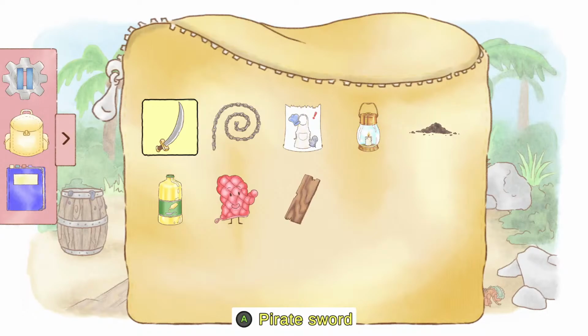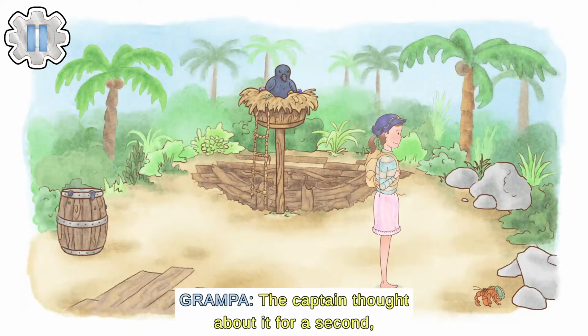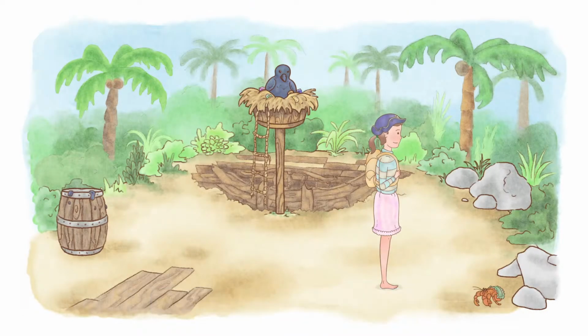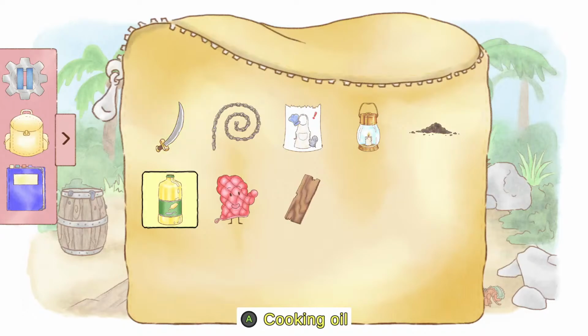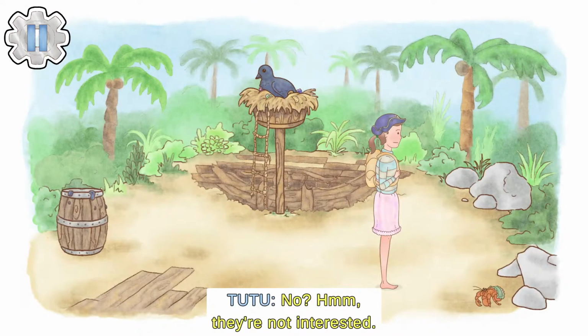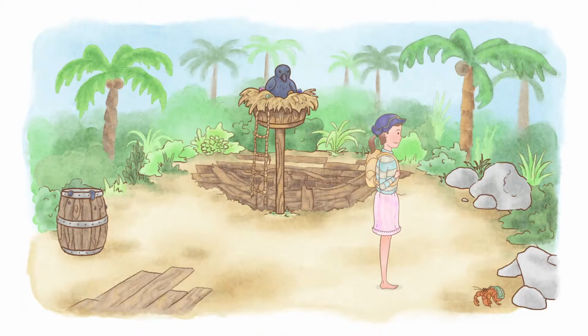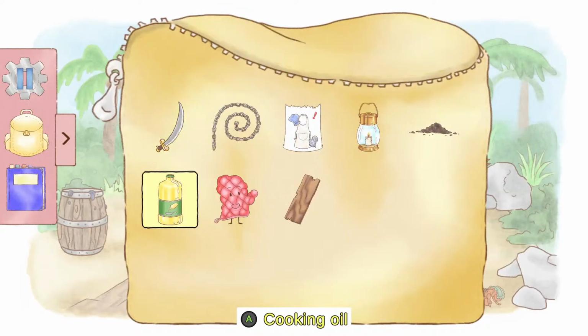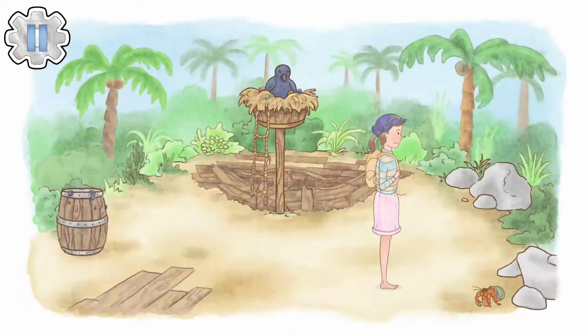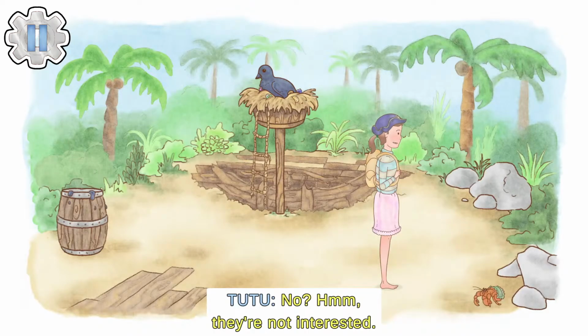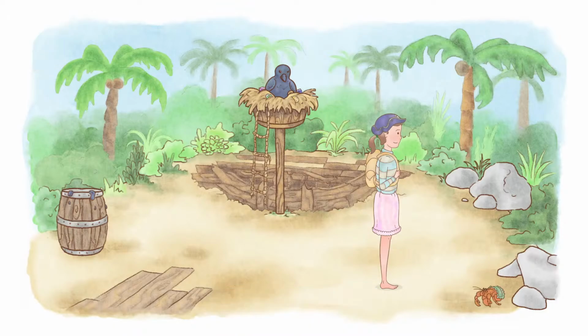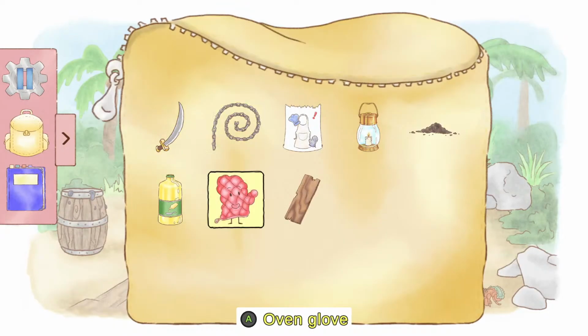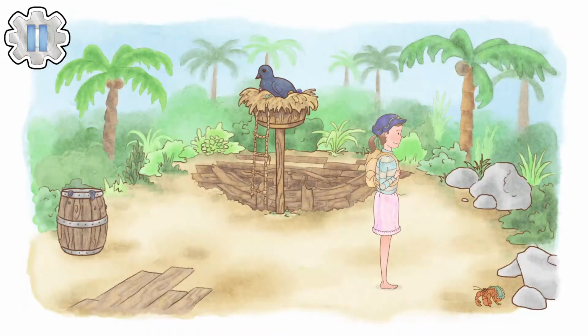Hermit crab. Pirate sword. The captain thought about it, but she decided against it. Cooking oil. No? Metal chain. No? They're not interested. Oven glove. No?